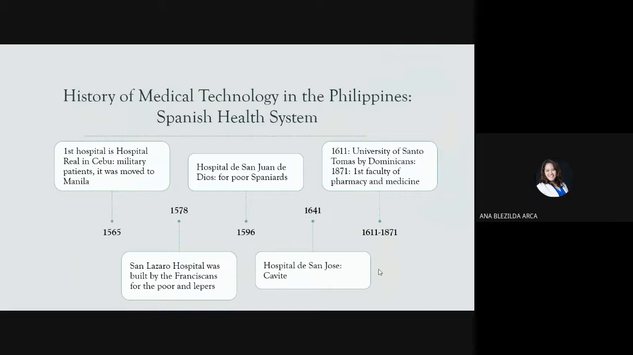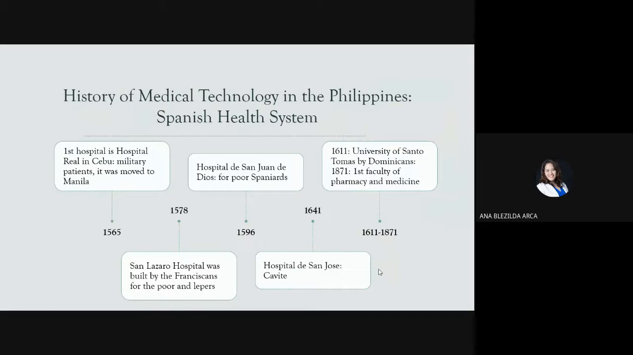So let's begin with the medical technology in the Philippines. First, the Spanish health system. So ito yung panahon na occupied pa tayo ng Spain. So the first hospital is Hospital Real in Cebu. This is actually a military hospital. It was then moved to Manila to cater for the elite. So yung mga elite ng Spanish during the Spanish time, dito sila nagpapagamot sa Hospital Real in Cebu na nilipat din siya sa Manila.